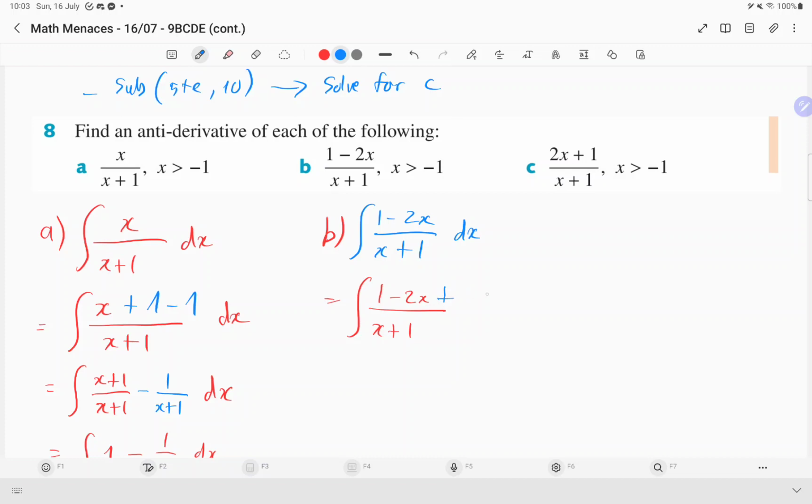What do you add and subtract in order to be able to split that up? 1. It's wrong. Negative 2. Negative 2. Very good. So you actually take negative 2 and then you add back to y, Sarah. You have to cancel, like, you have to get x plus 1 over x plus 1. That's right. And how do we get x plus 1 over x plus 1 in this case? Using this?